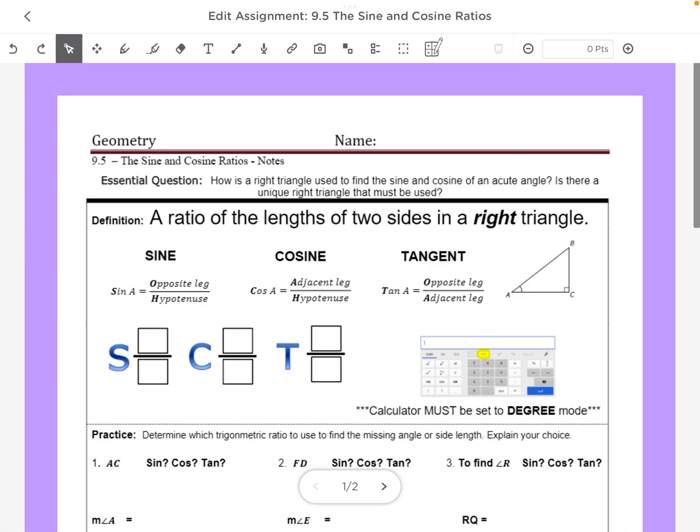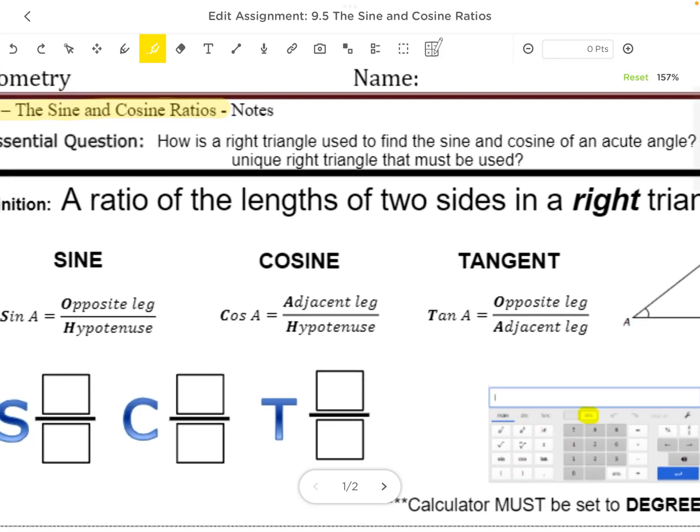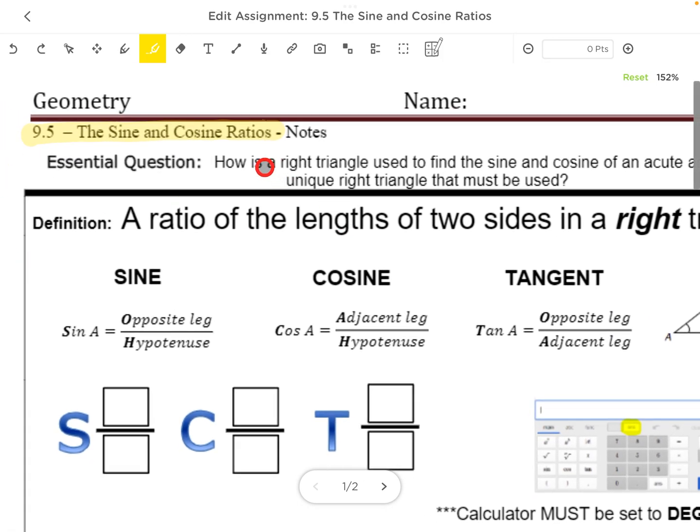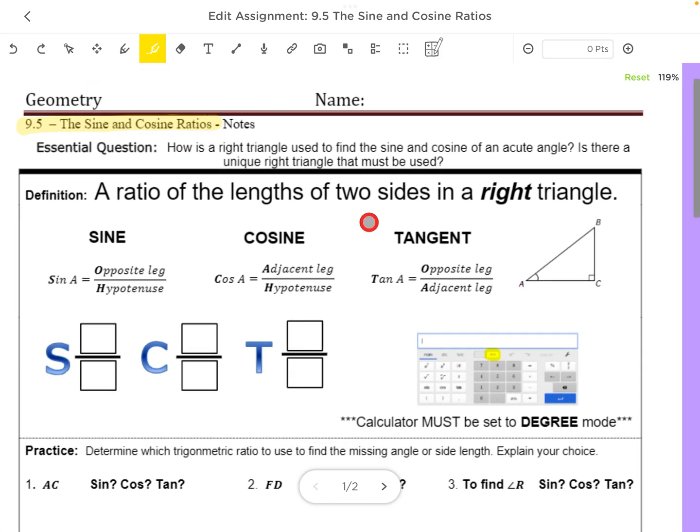Okay, welcome back, kiddos. Now we are moving on to a different part of trigonometry with the sine and cosine ratios. Remember, last time we talked about tangent. Now we're going to talk about sine and cosine. With last time's understanding, I think this one will go quite smoothly.